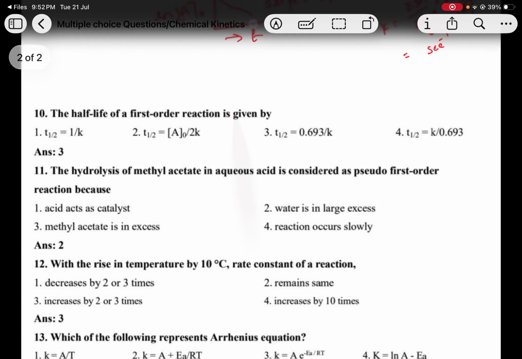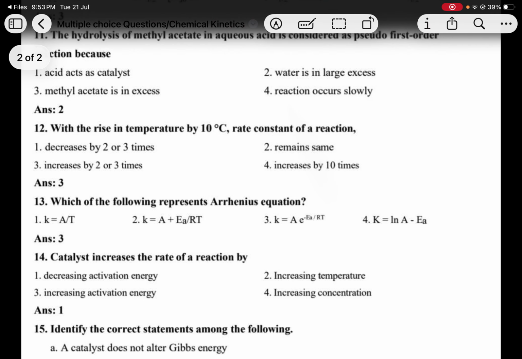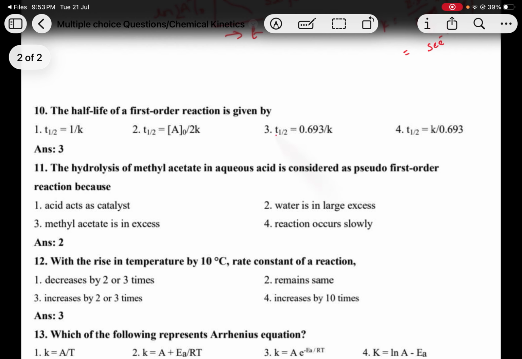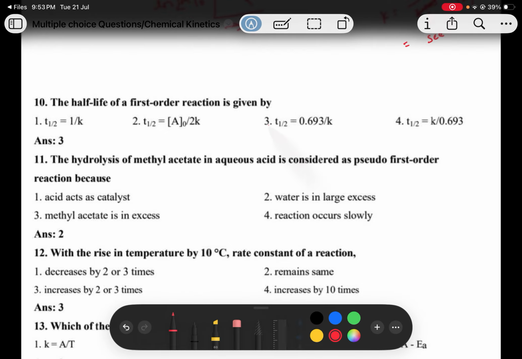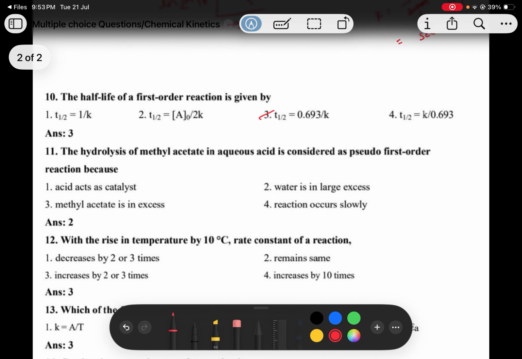The half-life of a first order reaction is given by: t half is equal to 1 by K, t half equal to A naught by 2K, 0.693 by K, K by 0.693. This is the standard value. By substituting A value equal to A naught by 2 and t is equal to t half, we will get t half equal to 0.693 by K.